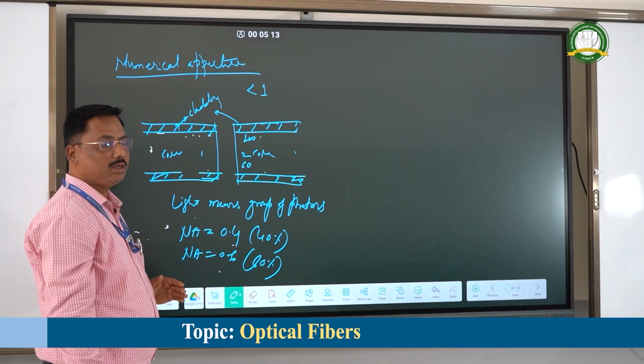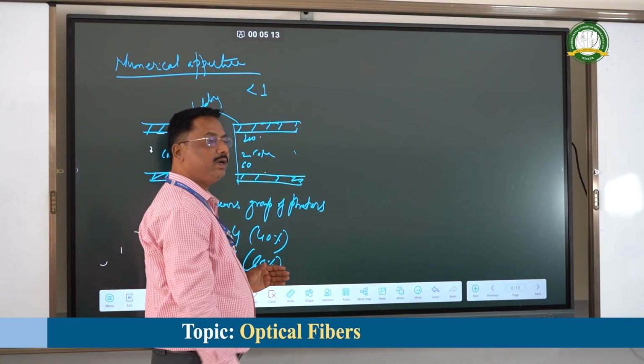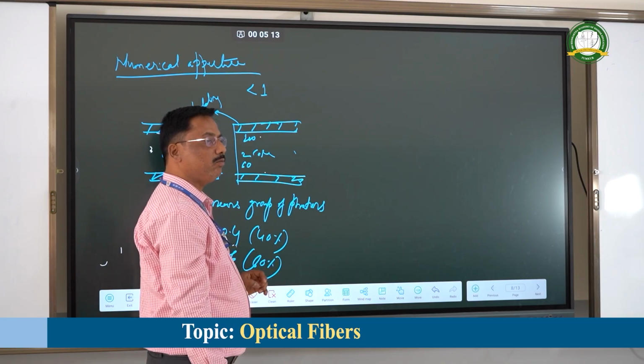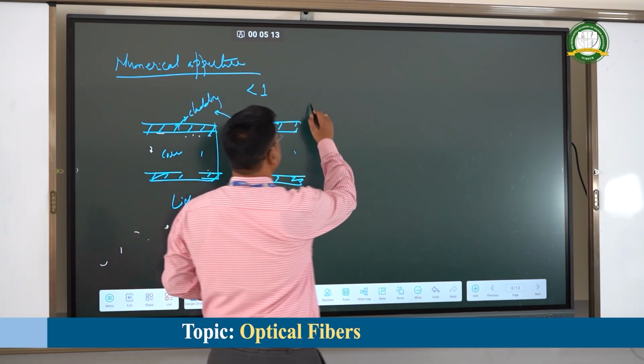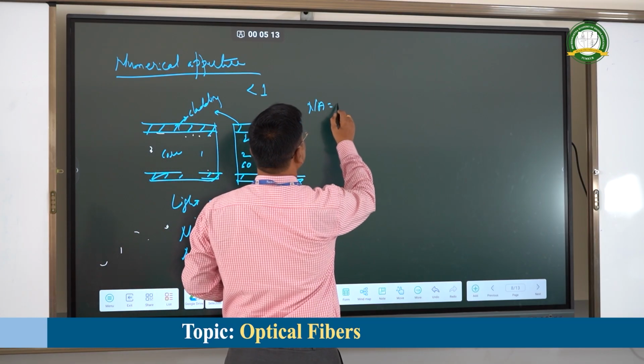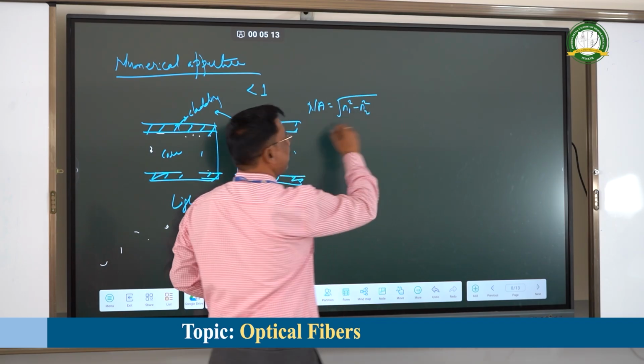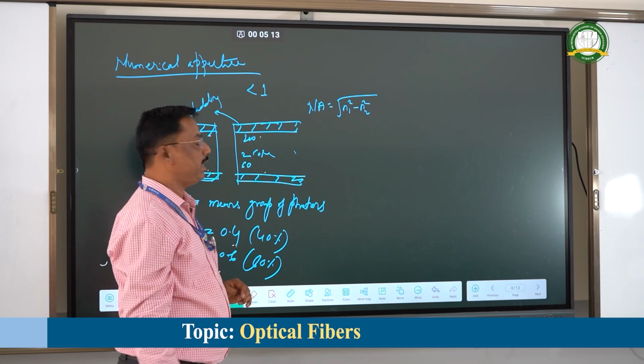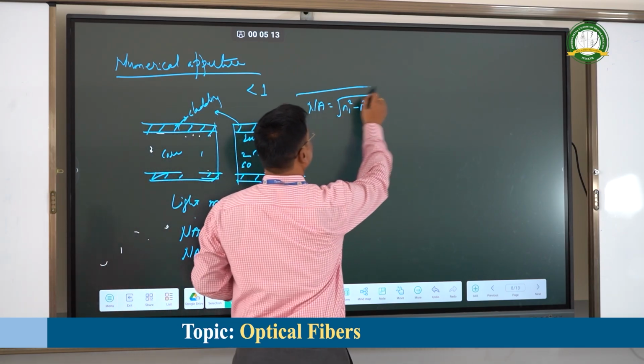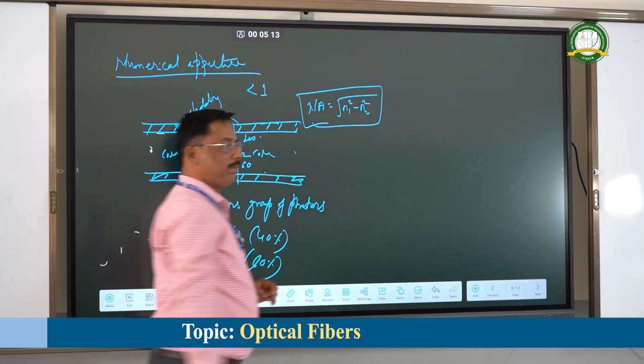And the numerical aperture of the optical fiber we can calculate using the refractive index of both core and cladding, that is NA equals square root of n1 square minus n2 square. We can derive this equation using Snell's law, this numerical aperture.